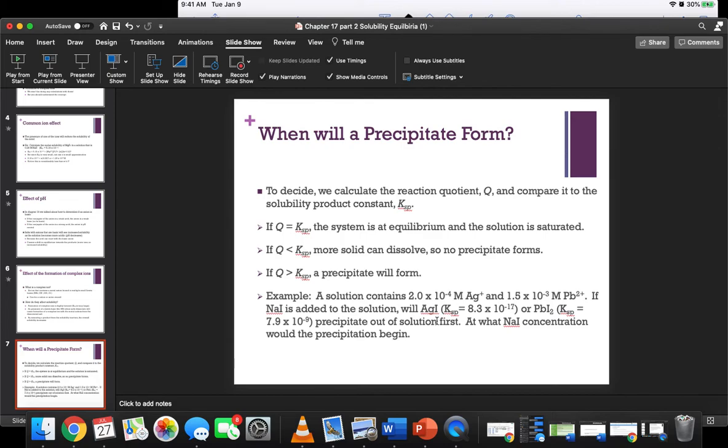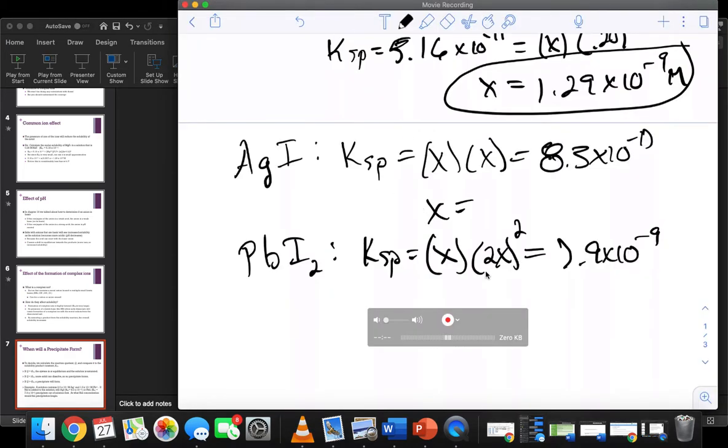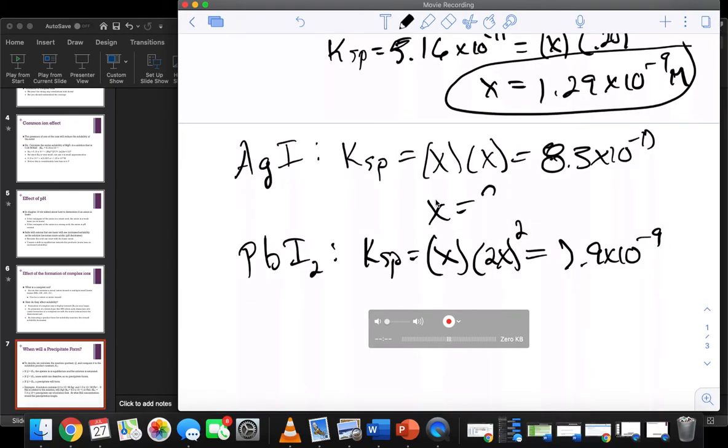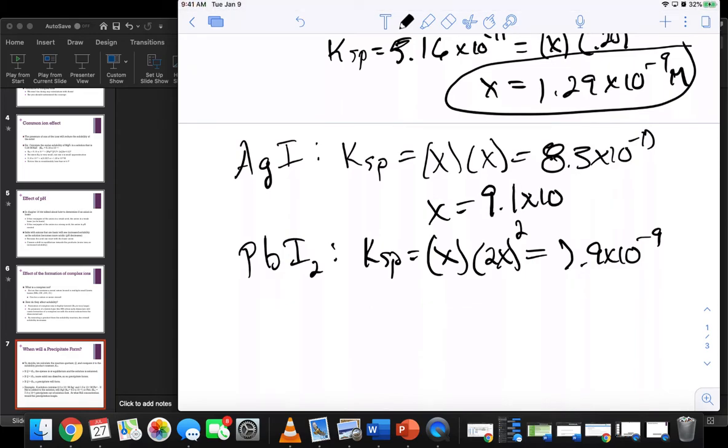I've been showing this on the whiteboard that I haven't displayed here, so I'll come back to here. Sorry for that. So I have my silver iodide. My KSP is X times X. This is because I have the two ions that it's breaking up into. I have my KSP value, and then I can solve for this X. Look at that. It looks like I get about 9.1 times 10 to the minus 9 for my molar solubility. So really, really small solubility.